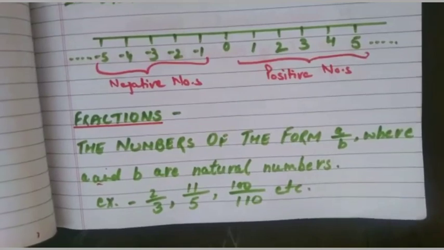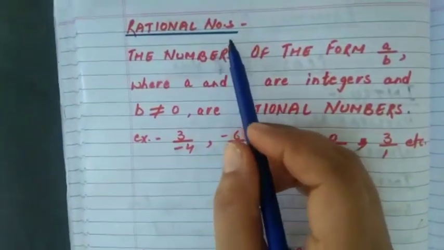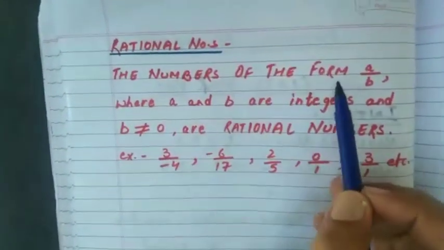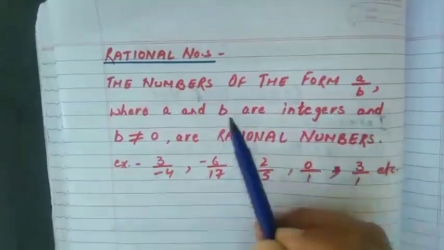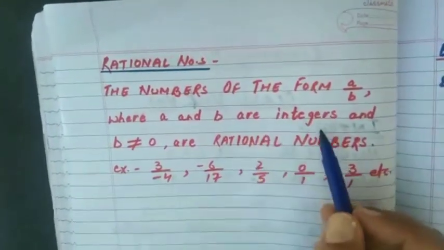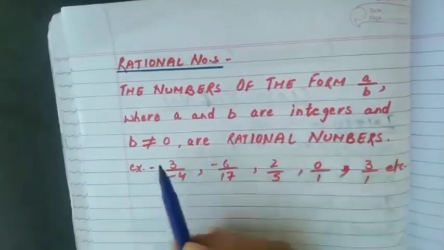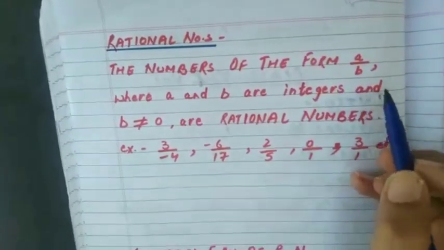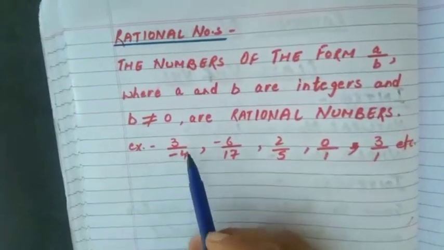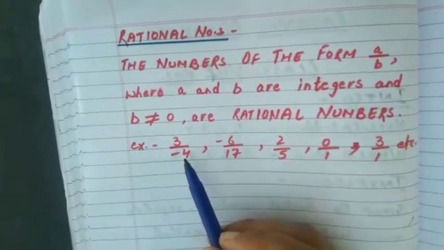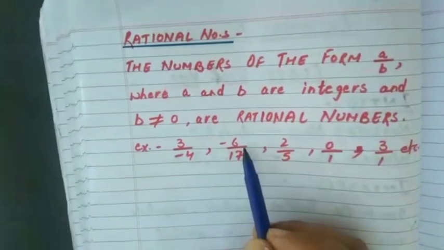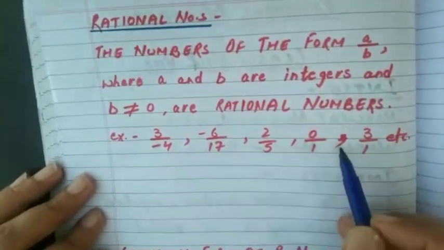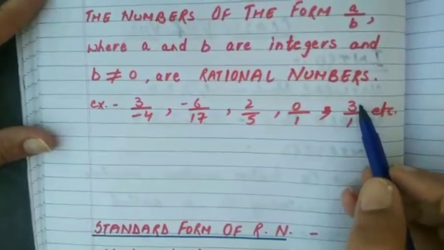So let's move to the next topic. Now our next definition is rational numbers. Children, rational numbers are numbers of the form a upon b, again where a and b should be integers, but there is one more condition: b should not be equal to 0. B means the denominator should not be equal to 0. Some examples: first is 3 upon -4, next is -6 upon 17. Next examples are 2 upon 5, then 0 upon 1 and 3 upon 1, etc.